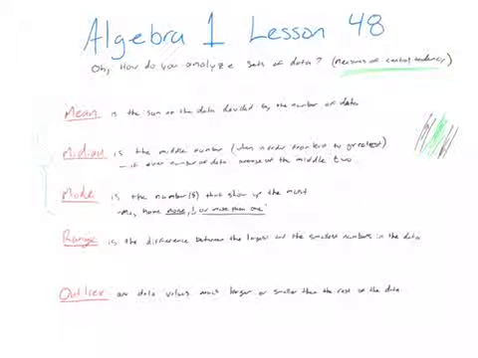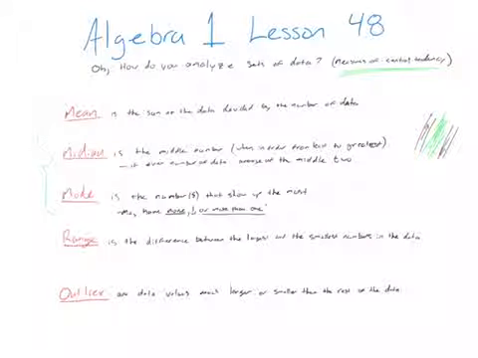The range is the difference between the largest and the smallest number. So just how spread out the data is. If the range is really small, that means your data is clustered together. Whereas if your range is really large, that means it's going to be spread out. And then the last term is an outlier.